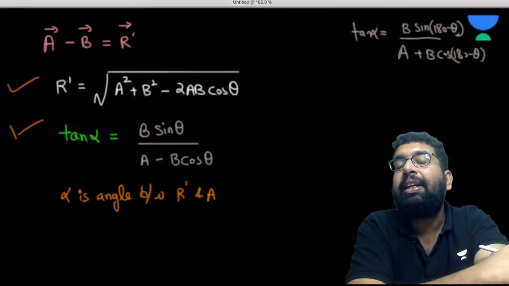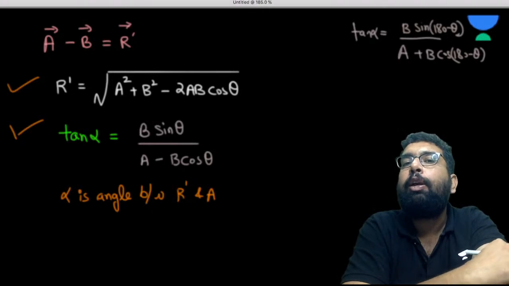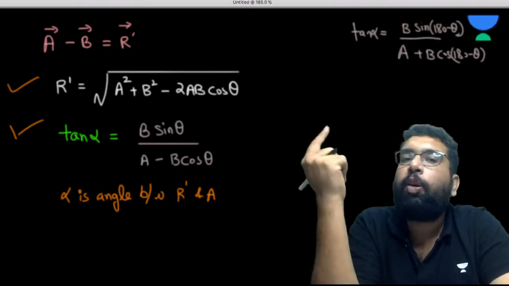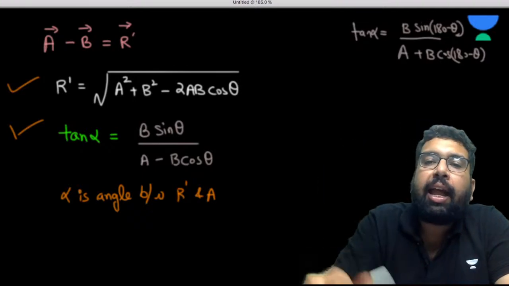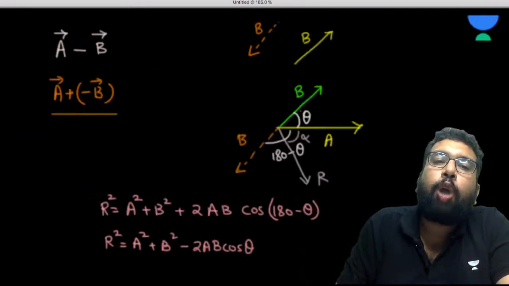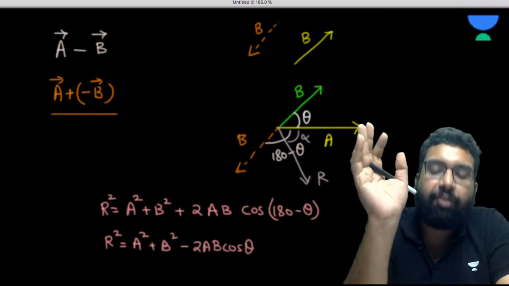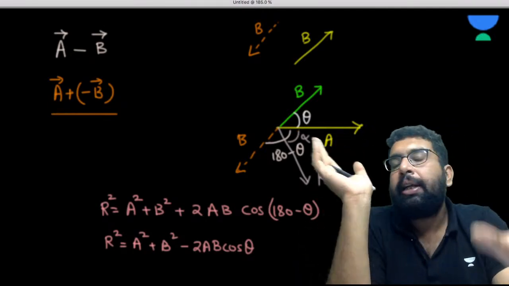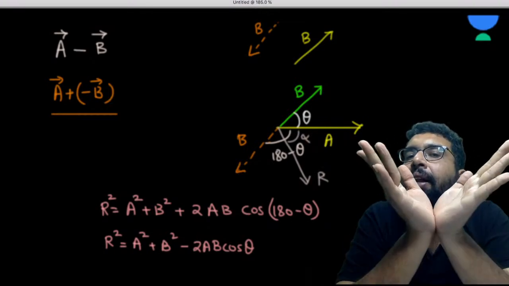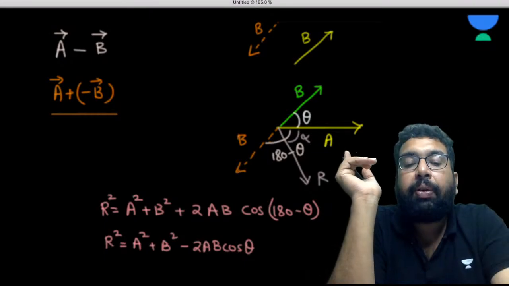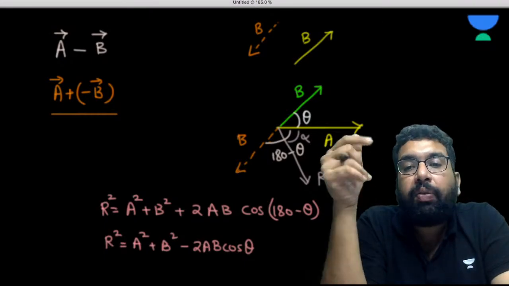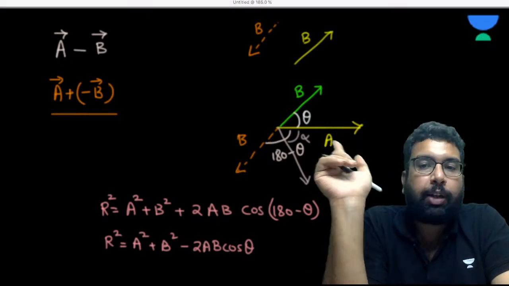So is the theta angle between A and B or A and negative of B? Remember, the theta we are using here is the angle between A and B, not the angle between A and negative of B. Don't have this confusion in your mind. Theta is the angle between the A vector and the B vector. 180 minus theta is the angle between the A vector and the negative of the B vector. They both are not the same.